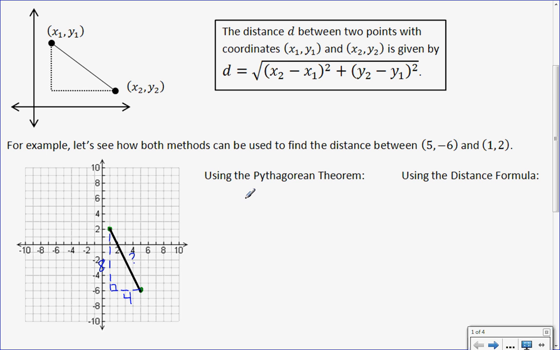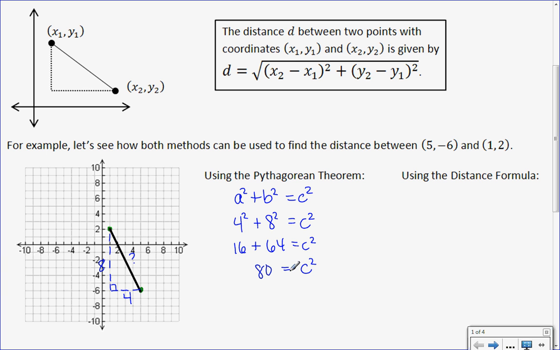So using the Pythagorean theorem, a squared plus b squared equals c squared. Remember that these two sides are the legs. Those are a and b. It doesn't matter which one's which. So let's call the a 4 and the b 8. And then 4 squared is 16. 8 squared is 64. When we add these together, we get 80.